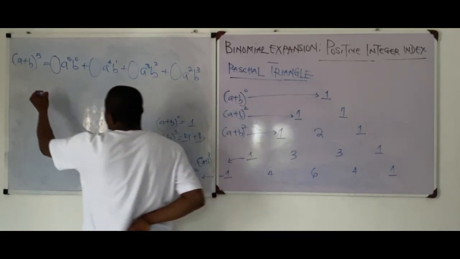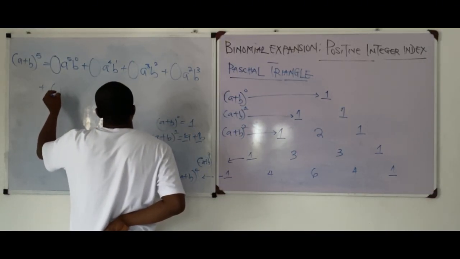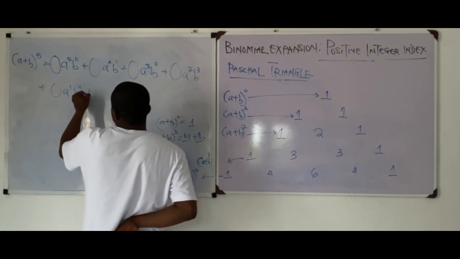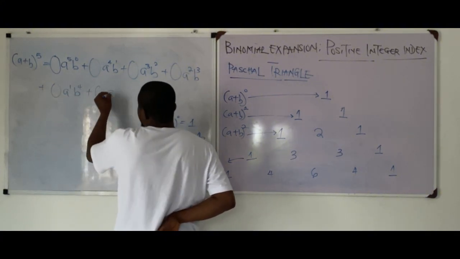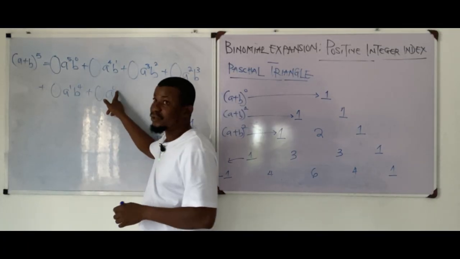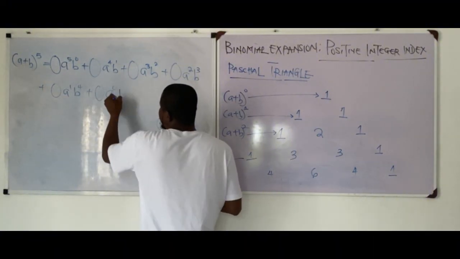And then plus there's a coefficient here. A drops by 1, I have 1. B increases by 1, I have 4. Plus there's a coefficient here. A drops by 1, I have 0. A must move from 5 to 0. That's when I'm done. And B must move from 0 to 5. So I have b to power 5.